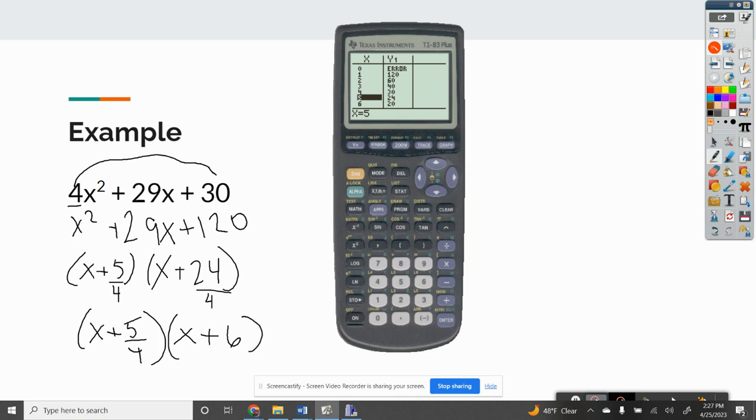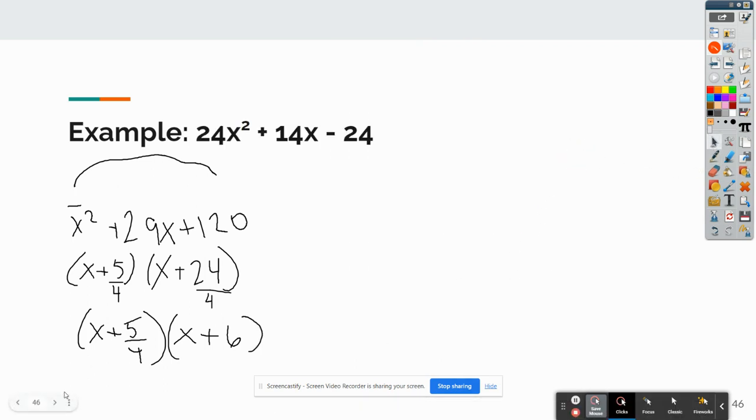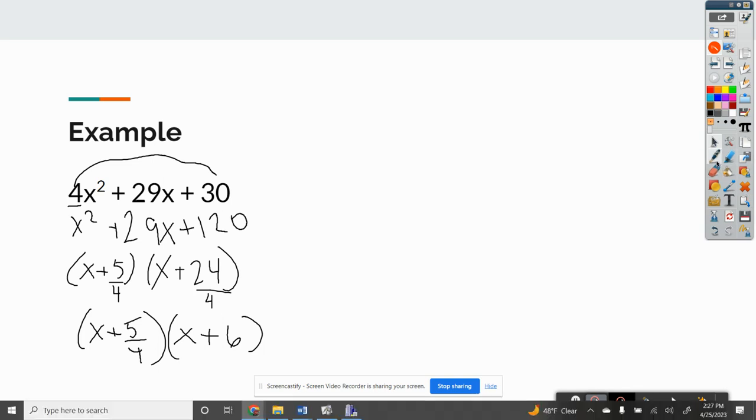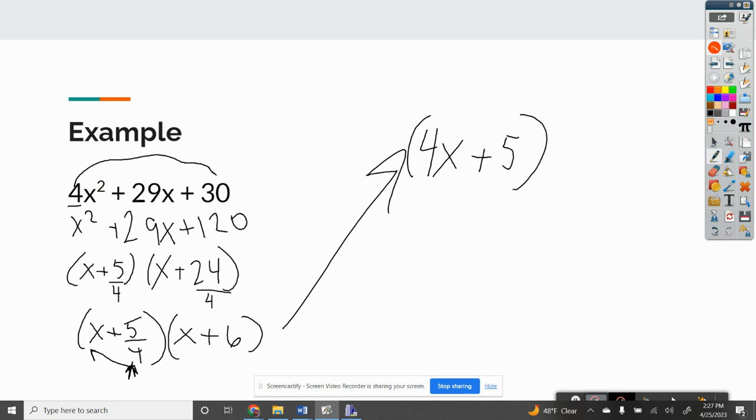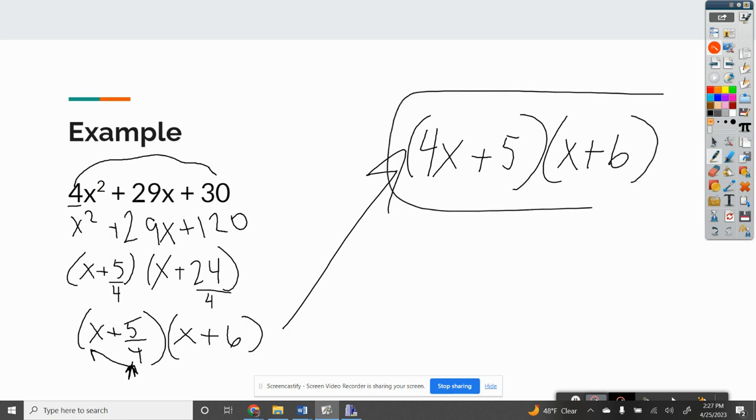It is 6. All right, and then the last thing we're going to do is we are going to bring the bottoms up. All right, so this 4 down here is in the bottom, so we're going to bring it up in that factor. So we're going to bring it out front of the x. So we got a 4x plus 5 now. And our second factor is an x plus 6 that weren't any bottoms. And that is going to be your final answer.